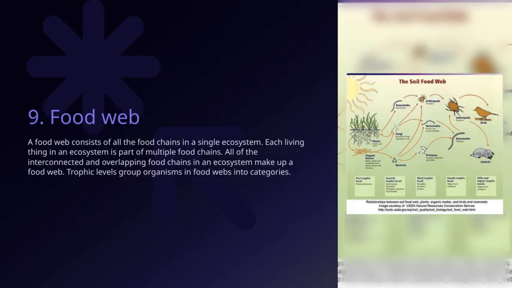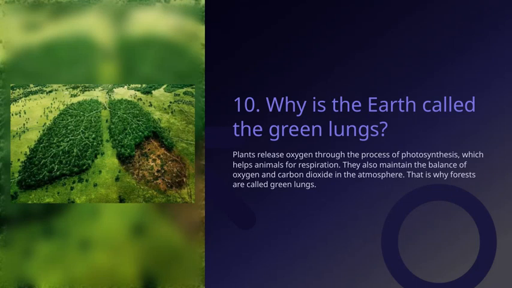This understanding is crucial for appreciating biodiversity and the health of our environment. So, why do we call the Earth the green lungs? Well, it all comes down to the vital role that plants play in our environment. Plants release oxygen through a process called photosynthesis, which is essential for animals, including humans, because we need oxygen to breathe and carry out respiration.